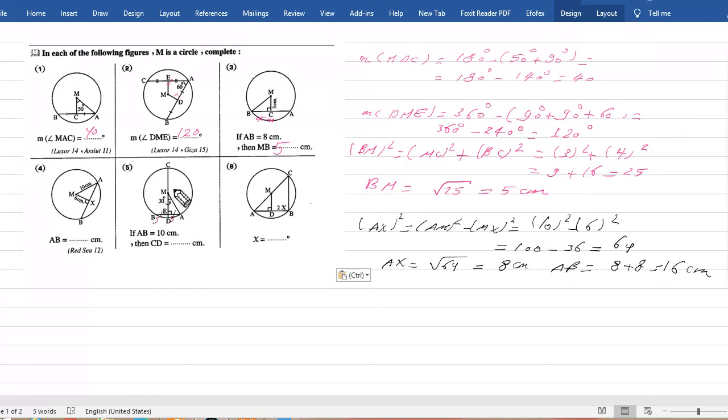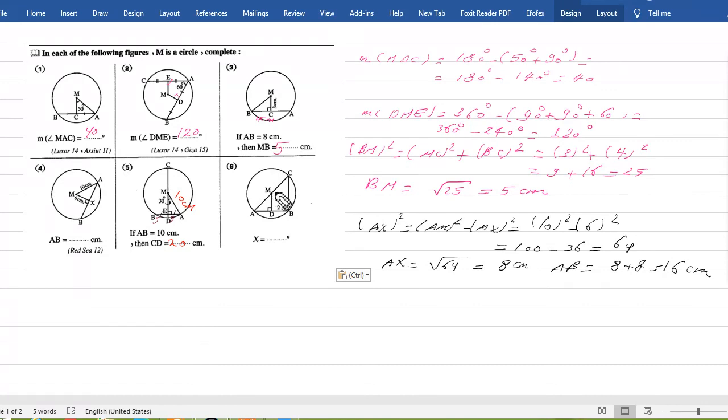In triangle AME, the measure of angle AME equals 30. The side opposite the 30 degree angle equals 5. So then the hypotenuse AM equals 10 centimeters.